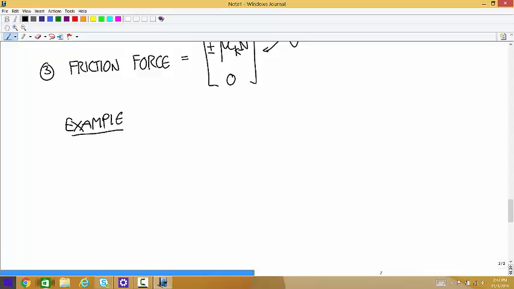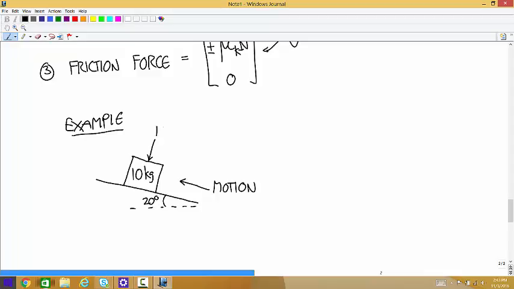Okay, so now let's say we have an incline that's at 20 degrees, and a 10 kilogram object. And let's say the motion is up the ramp at this instant. That tells you the direction of the velocity vector. And let's say there's a, not downward, but toward the surface, pointing towards the surface, a force of 100 newtons.